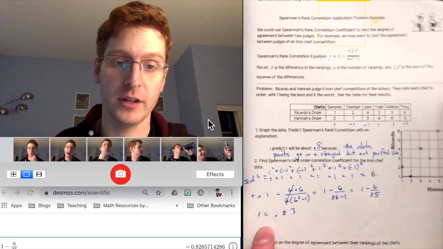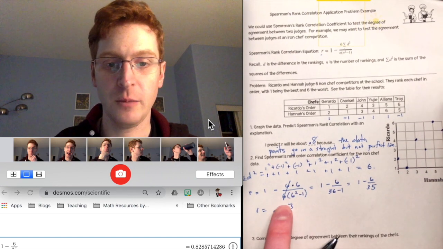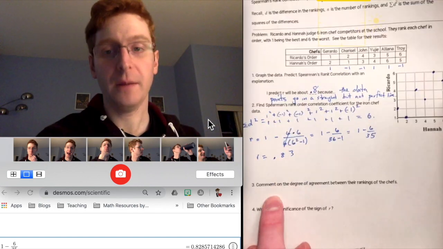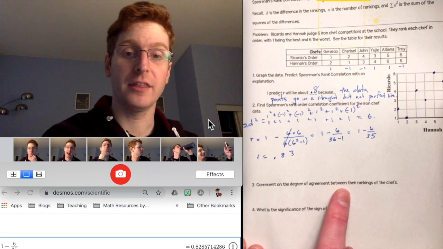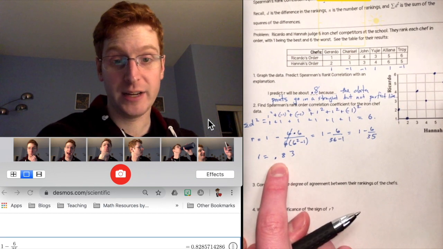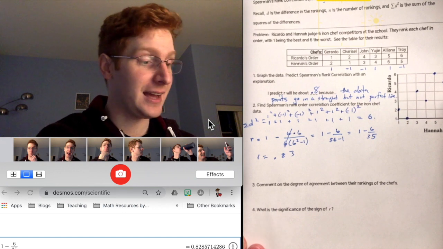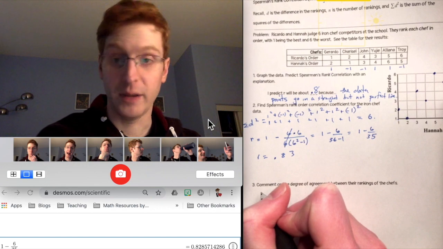My rank correlation, 0.83, was actually fairly close to my prediction. It's a somewhat strong positive correlation, but it's not perfect. So problem number 3 is asking us to comment on the degree of agreement between their rankings of the chefs. 0.83 is fairly close to 1, so therefore we can say there is a fairly strong positive agreement between the chefs.